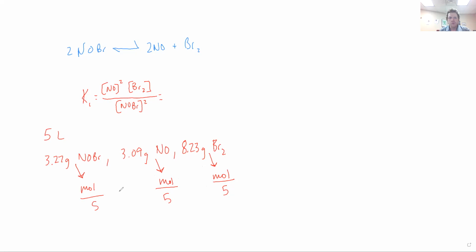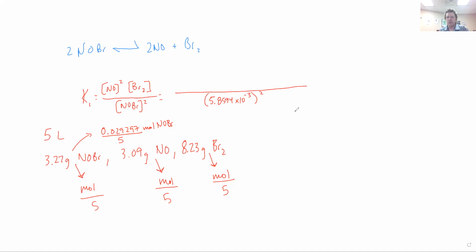Now, this 3.22 grams is going to be approximately 0.029297 moles of NOBr. We divide that by 5 to give us a concentration. I'm going to go ahead and write this in a little bit of a longer display here. This is my concentration of NOBr at equilibrium, 5.8594 times 10 to the negative third. That's going to be squared.